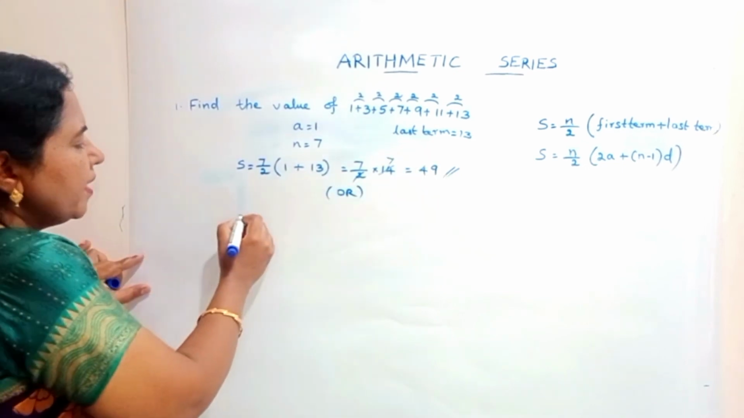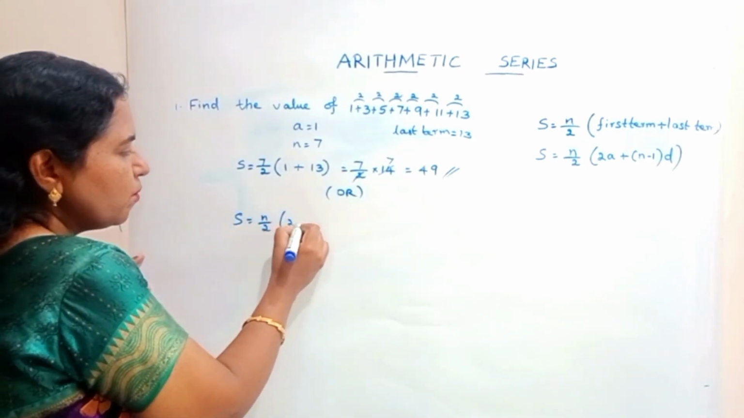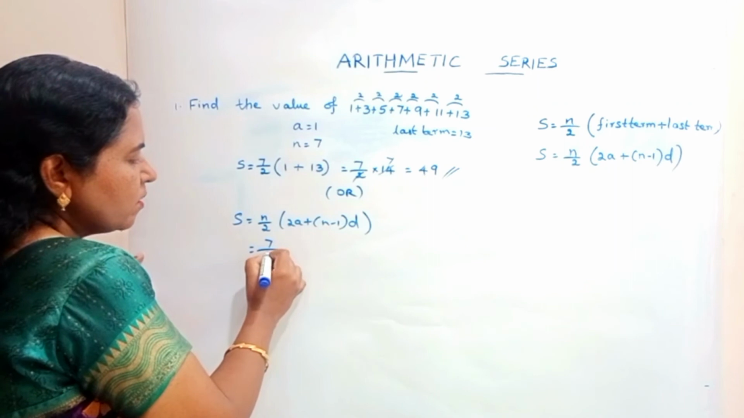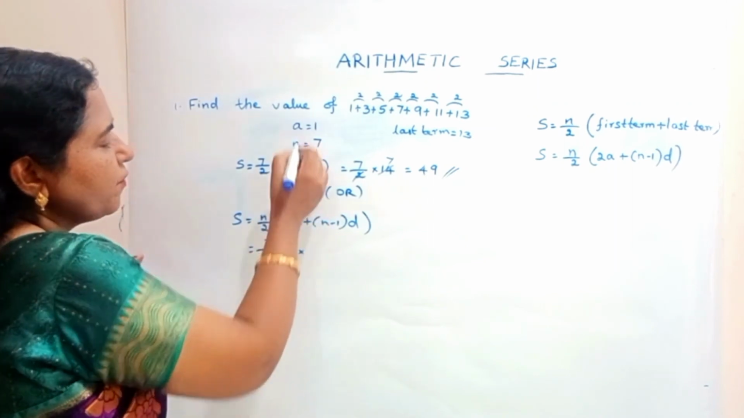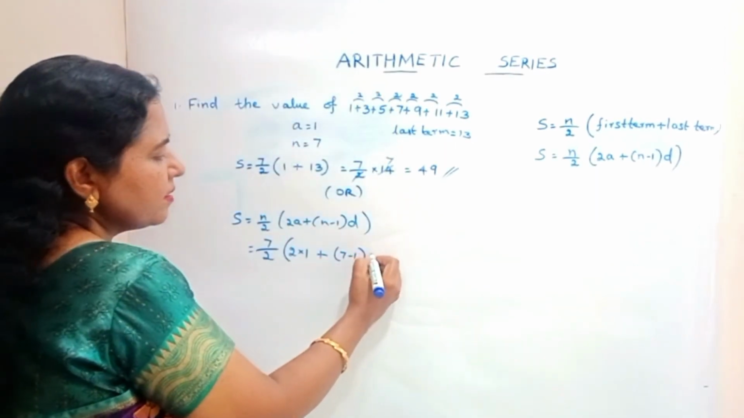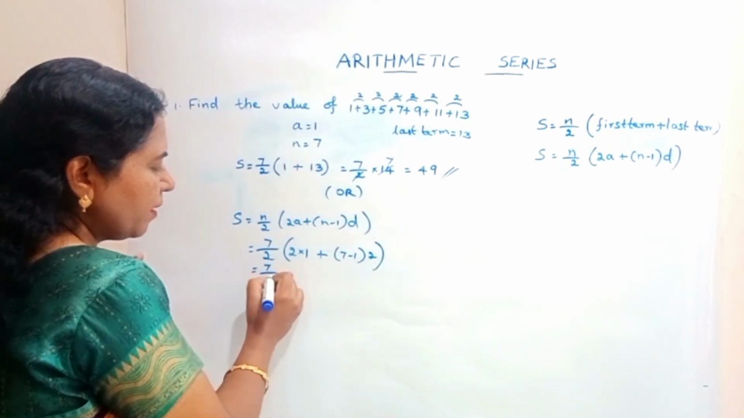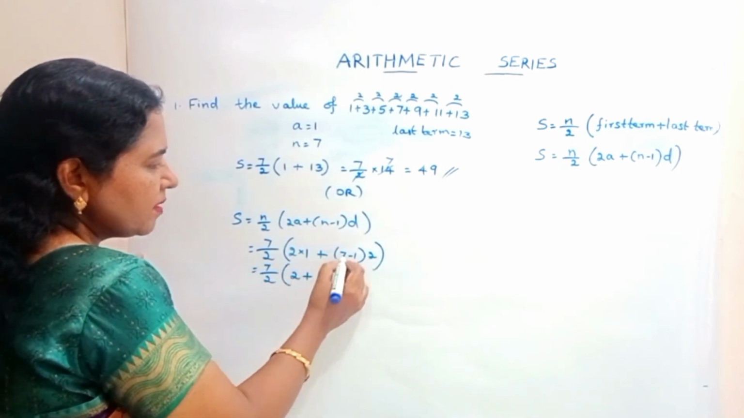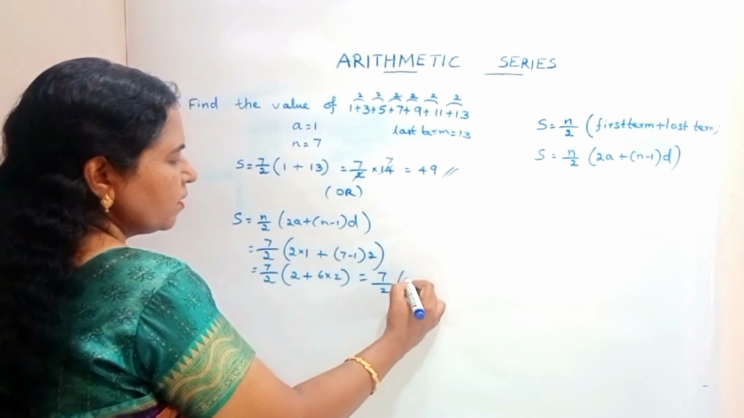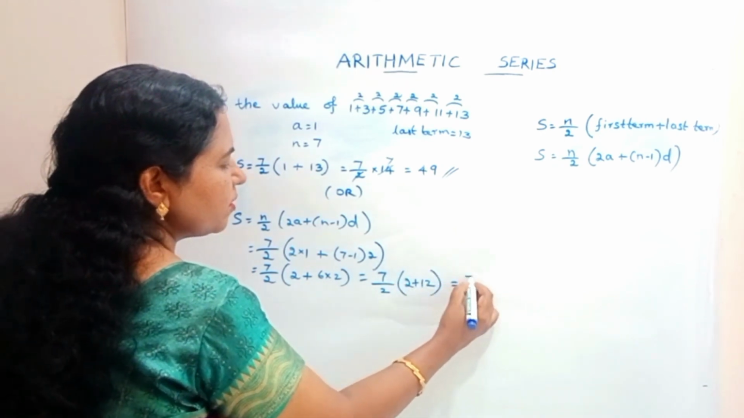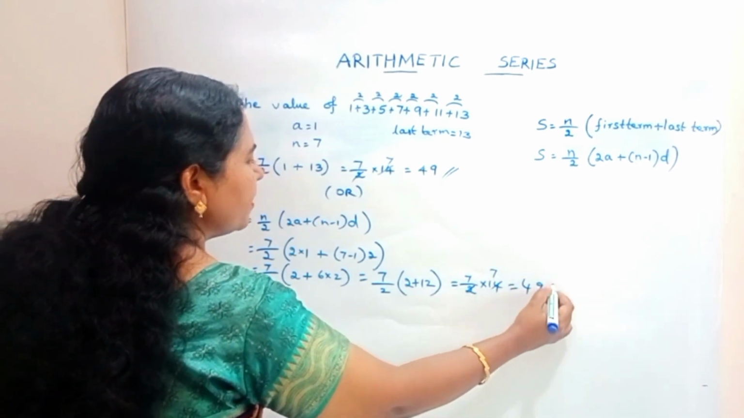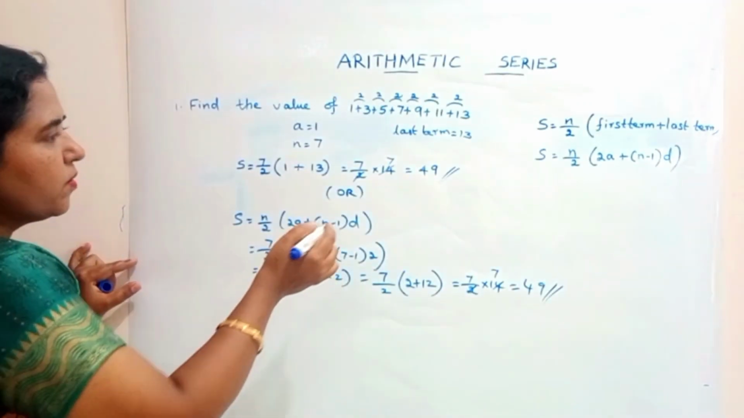So S is equal to n by 2 into 2a plus n minus 1 into d. So the value of n is 7. So 7 by 2 into the value of a, which is 1, plus the value of n, 7, minus 1, into the value of d, which is 2. So now it is equal to 7 by 2 into 2 plus 7 minus 1, which is 6, so 6 into 2. So it is equal to 7 by 2 into 2 plus 12. So it is equal to 7 by 2 into 14. So we can cancel, and we will be getting 49. So it is the same answer as before. So it is equal to 49.